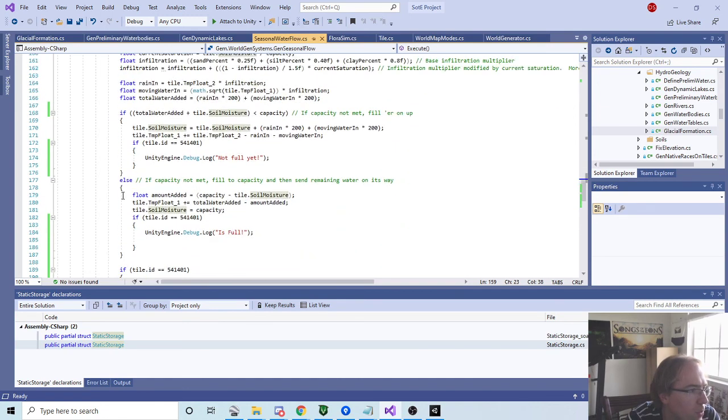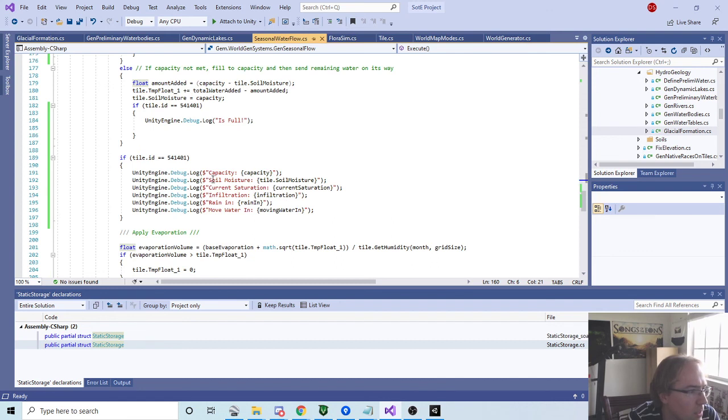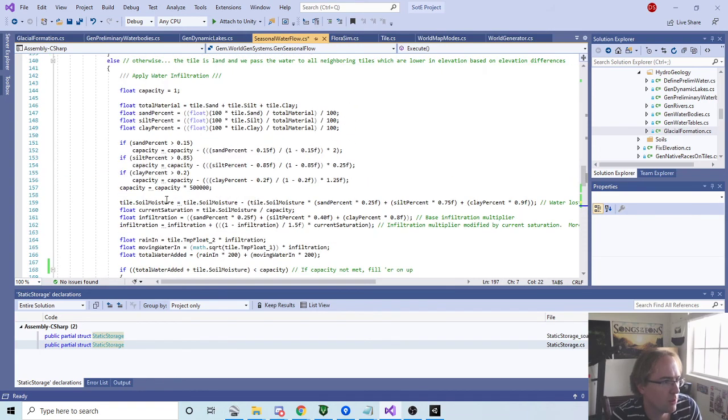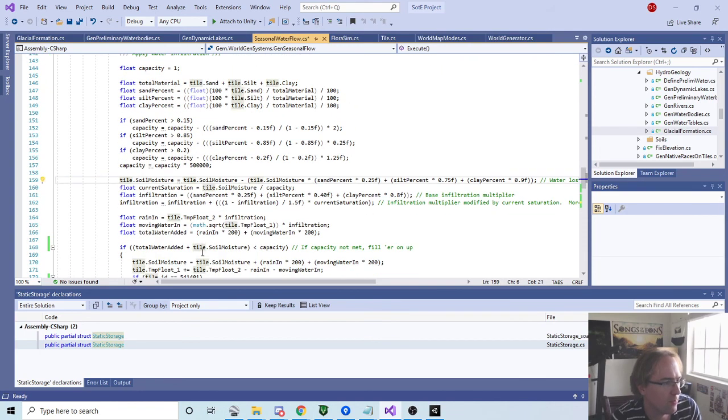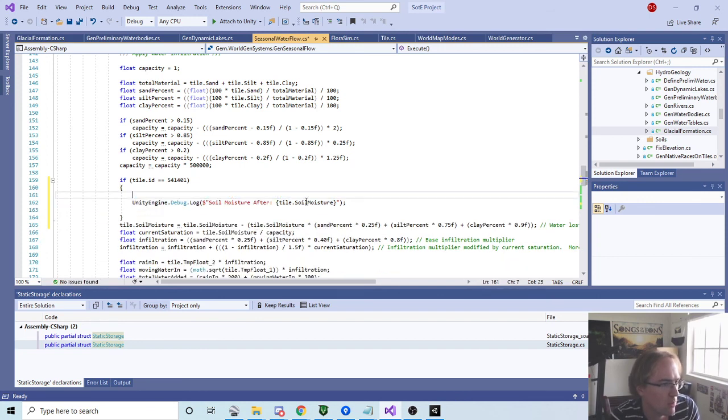Oh, wait. Wait. I know what's going on. The issue is, soil moisture is being modified quite a bit. So, soil moisture... Before. Soil moisture 1.